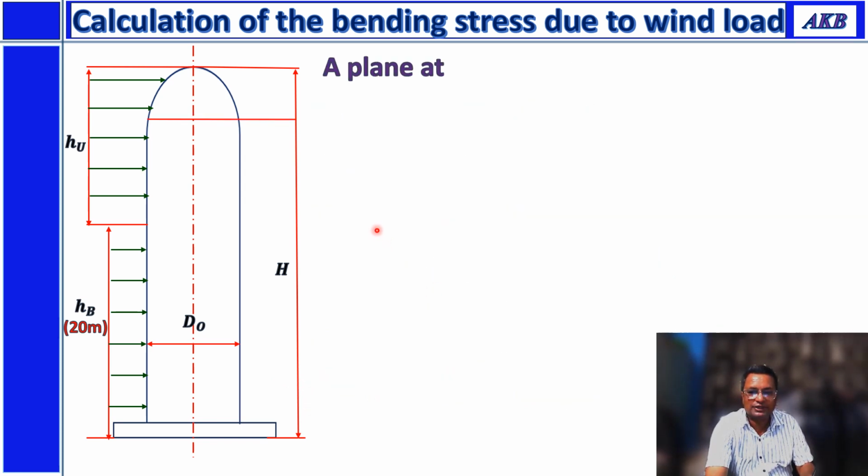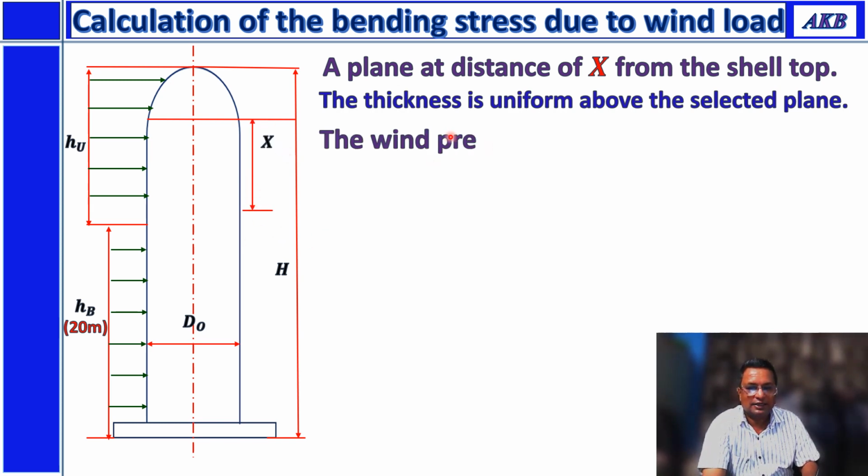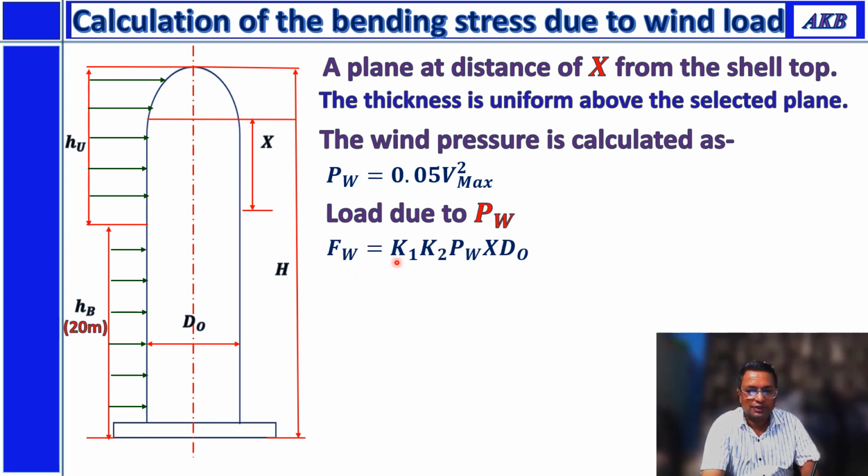Now if you consider a plane at a distance of x from the top of the shell, so we are talking about this distance, again this distance is selected in such a way that the thickness of the shell is uniform with this. So wind pressure acting at the plane is given by the same empirical equation. Pw is equal to 0.05 Vmax square. Load due to Pw will be given by this equation. Fw is equal to K1 into K2 into Pw into x.